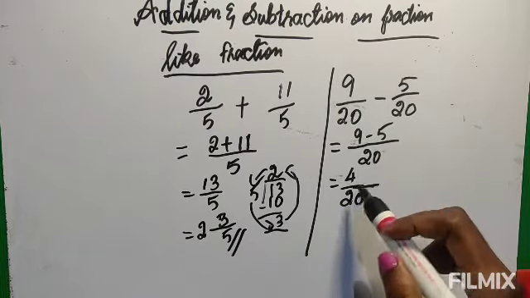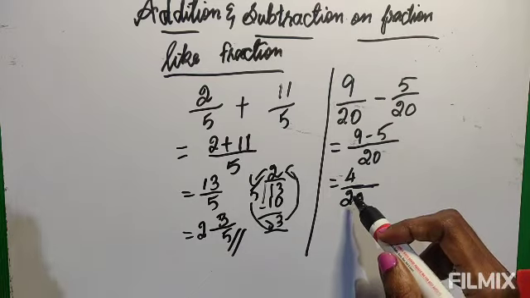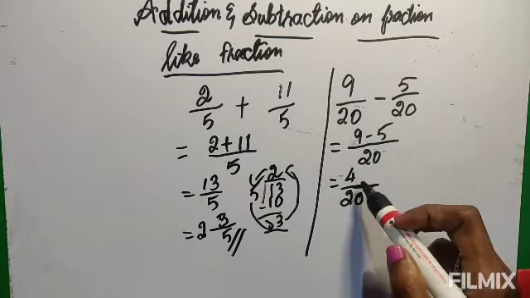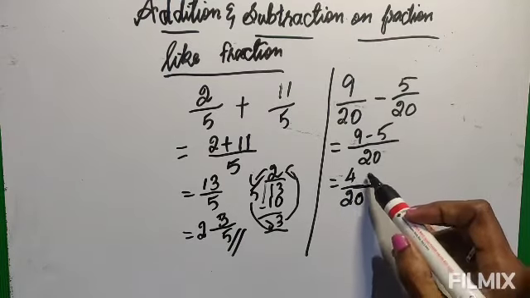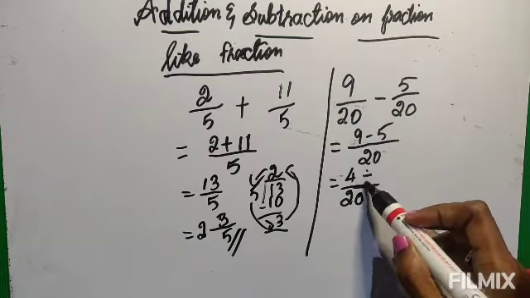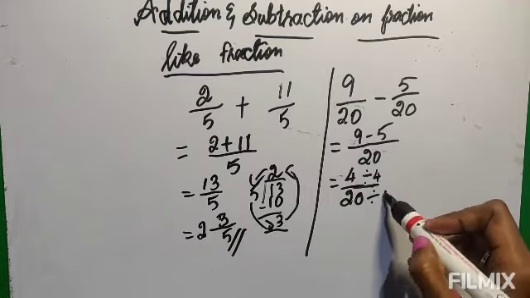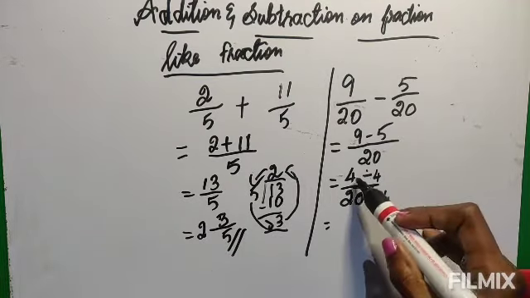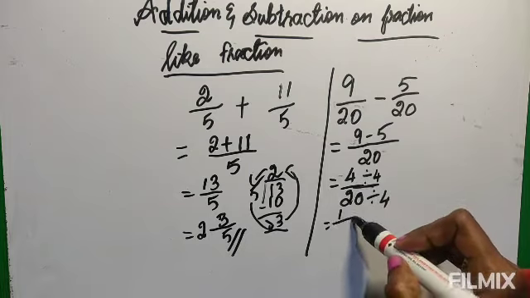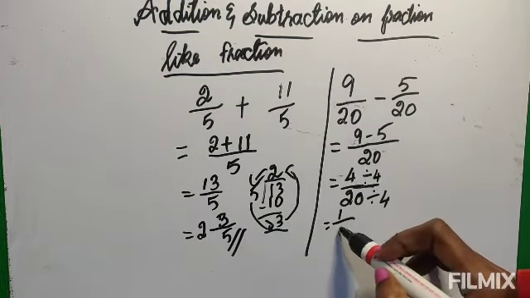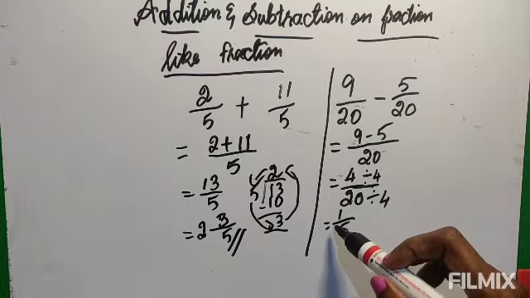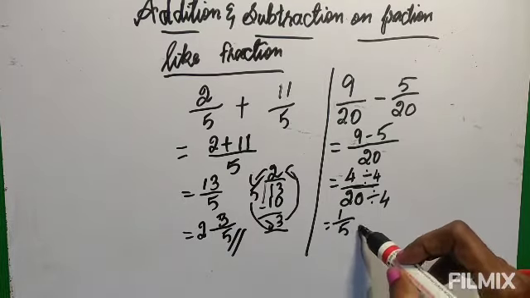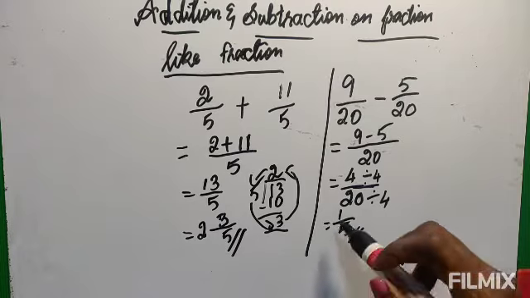If you divide by 2, again you have to divide. So you can go that way also, and you can do directly by 4 also, because 20 comes in the 4 table also. Okay, so 4 divided by 4: 4 ones are 4, and in 20, 5 fours are 20, so 1 by 5. And this is a proper fraction, so you cannot reduce again. So 1 by 5 is the answer.